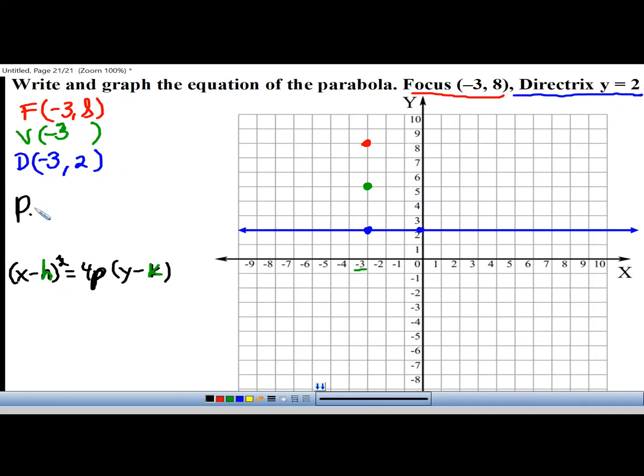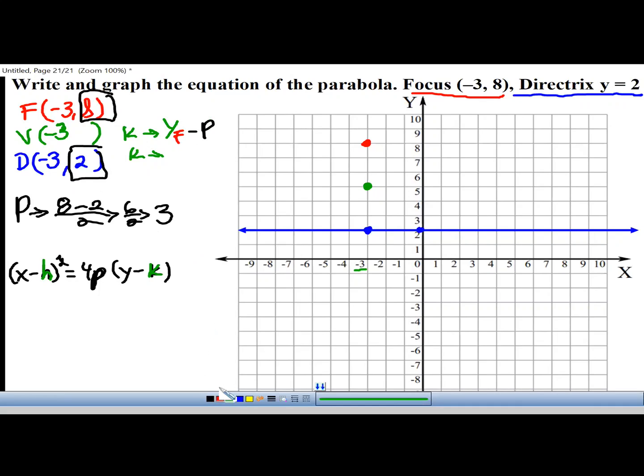All right, so how do we find p? Take the y value of the focus, that's 8. Subtract the y value of the directrix point, which is 2. Divide by 2, that's 6 divided by 2, which is 3. Okay. Next, we need k. How do we find k for the vertex? I take the y value of the focus, subtract p. So I get k, which is 8 minus 3. So k is 5. So my coordinate for the vertex is -3, 5.